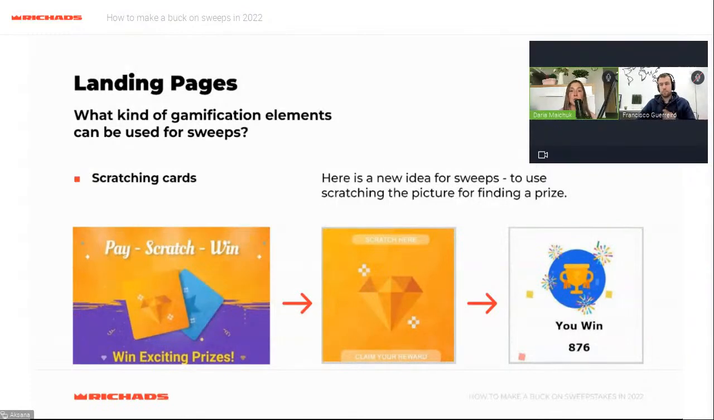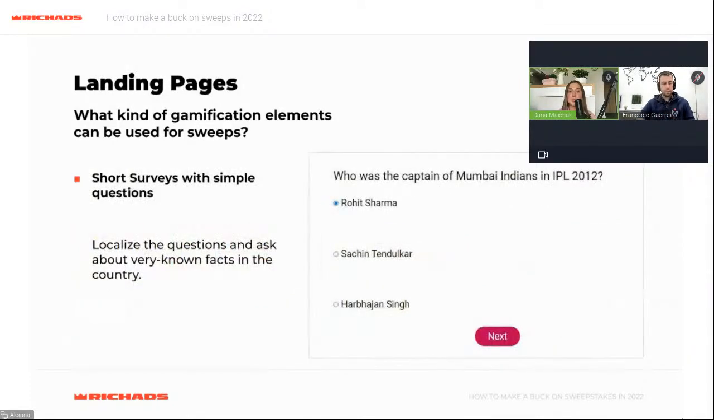What else can be used as gamification elements? Short surveys with simple questions. Have a note that there is no need to show if the answer was correct or not. And it is a good idea to localize the questions and ask about very well-known facts in the country. Here is an example for India. Cricket is a very popular sport there, so they asked about cricket players. And it seems to be much more natural than if you ask about who created Facebook, for example.